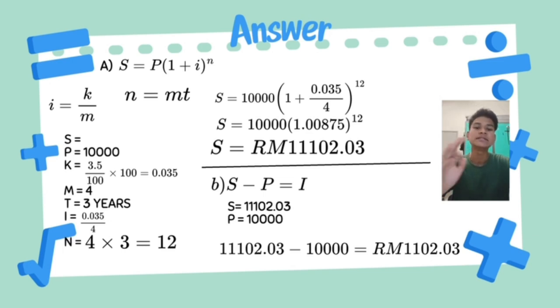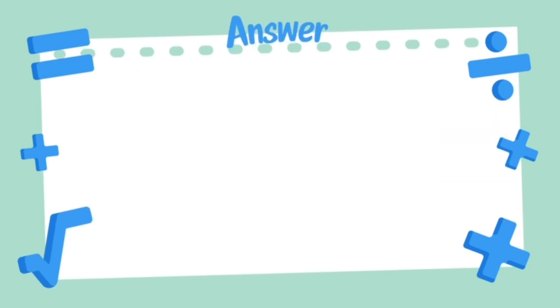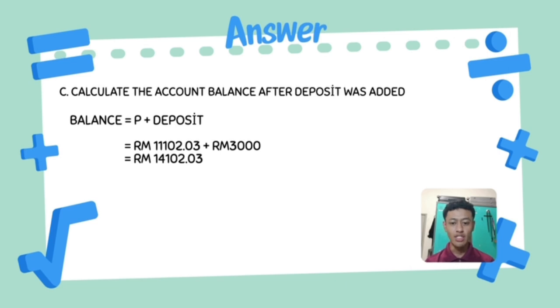Question B: calculate the total interest received for 36 months. 36 months means 3 years. So we use this formula, S minus P equals I, where I is the interest received. S is 11,102.03 and P is 10,000. So S minus P, and we get RM1,102.03.